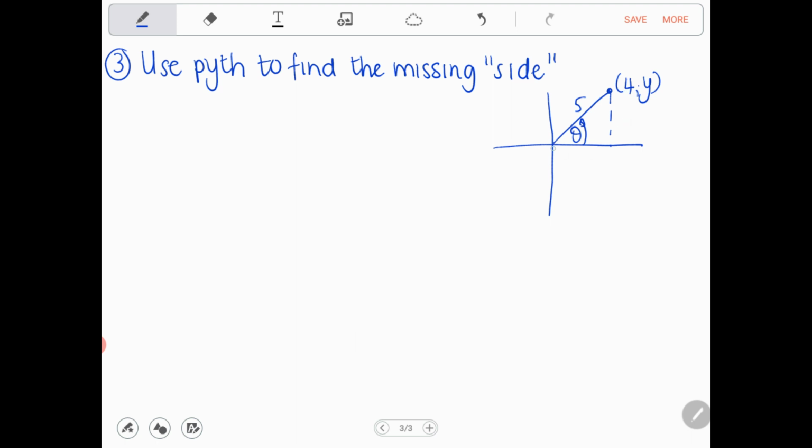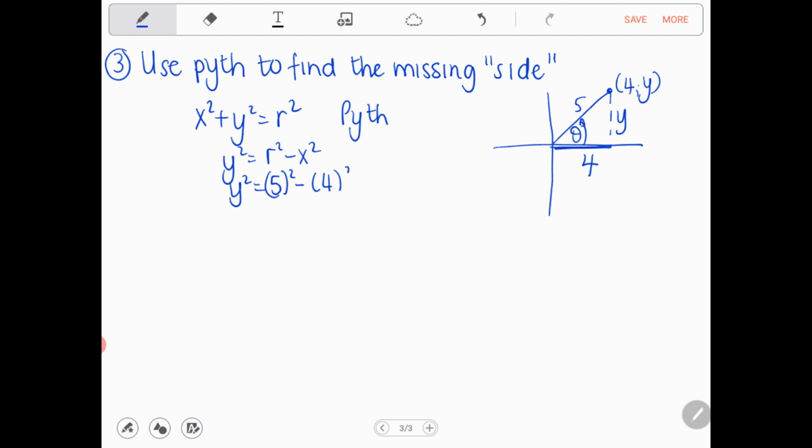Okay, so my x, remember, is 4. This is my y. And we said just now that the relationship between x squared, y squared and r squared is Pythagoras. So y squared is going to be r squared minus x squared. So y squared is going to be 5 squared minus 4 squared. I'm pretty sure you know that it would be a 3, 4, 5 triangle using a Pythagorean triple. But if not, y squared is 9. So y is going to be plus or minus 3.